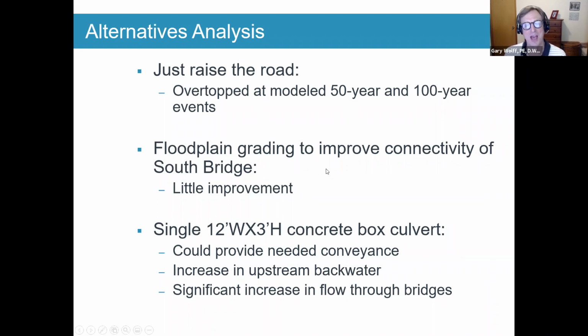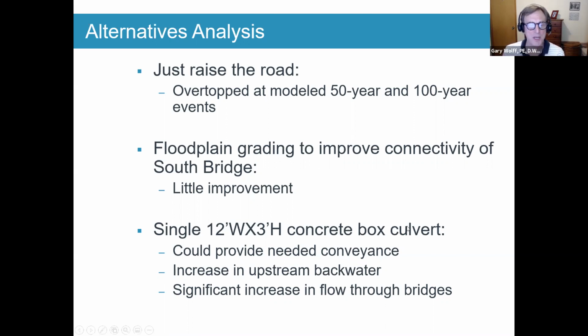One little exercise we did is we wanted to see if we could get a little more flow through the South Bridge, just through some grading upstream, due to the configuration of the floodplain and some existing berms along the channel upstream. So we did that. We didn't get a whole lot of benefit from that. It helped a little bit, but not a lot. So really the conclusion was we're not going to get to our design objectives by just using those 2 small bridge openings. We need more conveyance through the road crossing. And the solution was to add culverts to the road crossing.